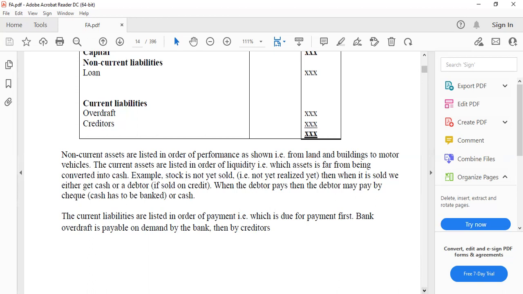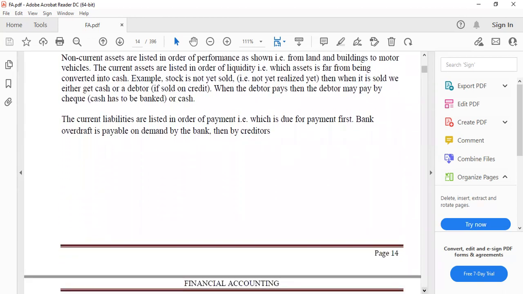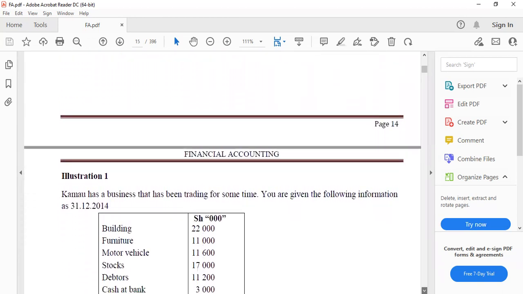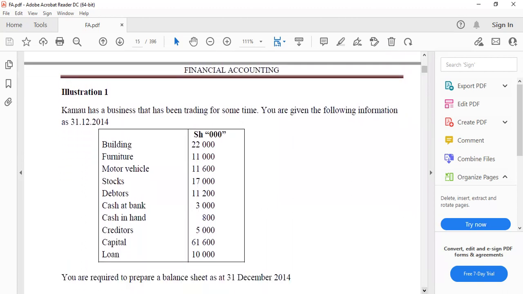Then creditors. Good. We have looked at the two formats of a balance sheet. Now we want to have an illustration here and insert our figures into our balance sheet. We can use the T format or the vertical format, but the sense is the same.